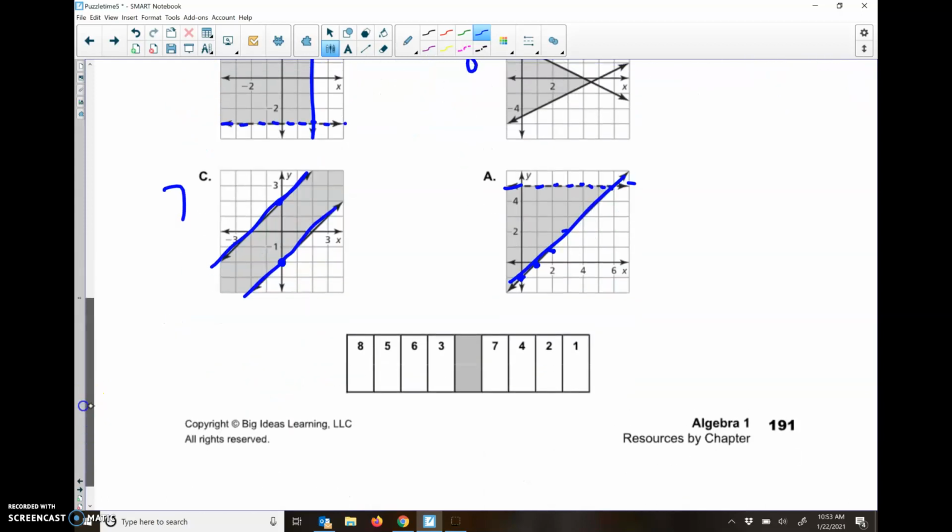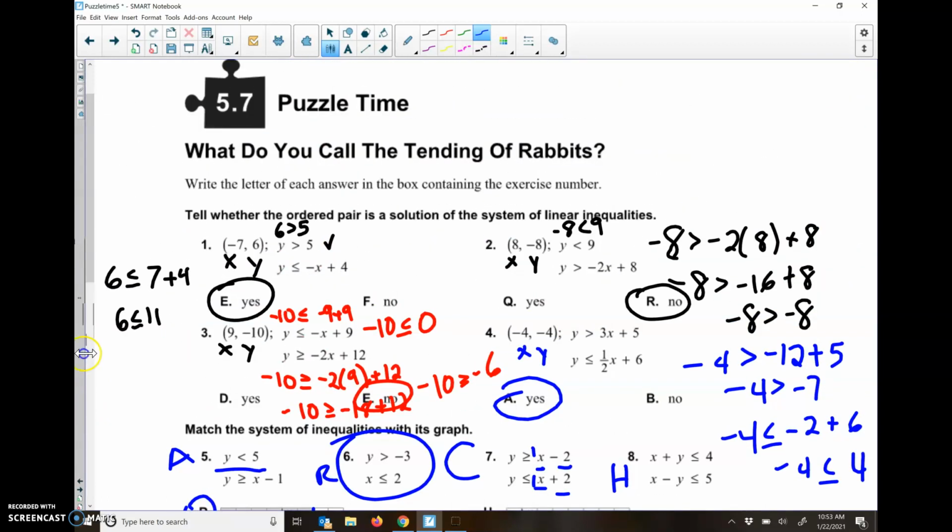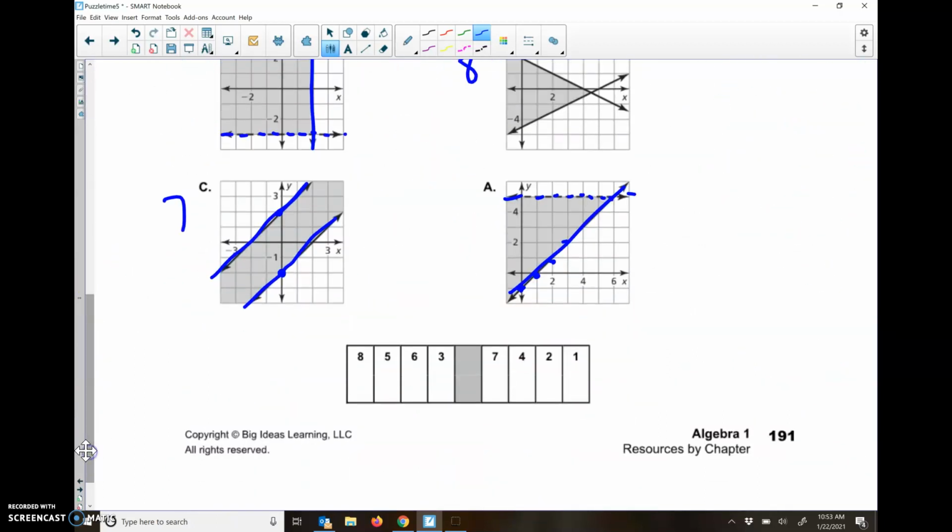Okay, so then the answer to our joke up here is, what do you call the tending of rabbits? The answer for that one is, we call it hair care. Hair spelled H-A-R-E. Get it? Hair care. Not like the hair on your head, but like a rabbit hare.